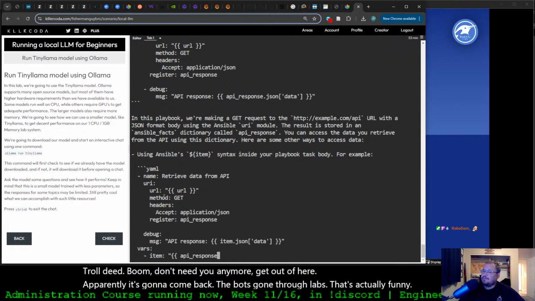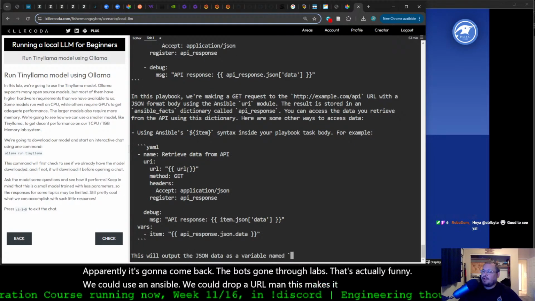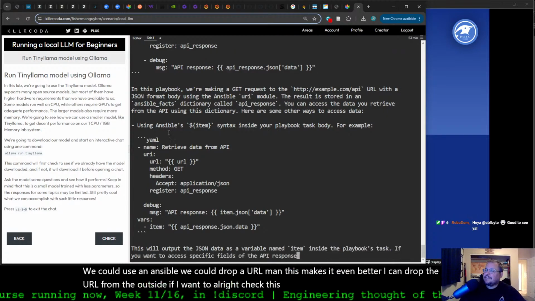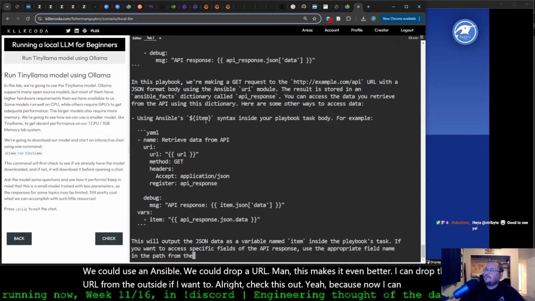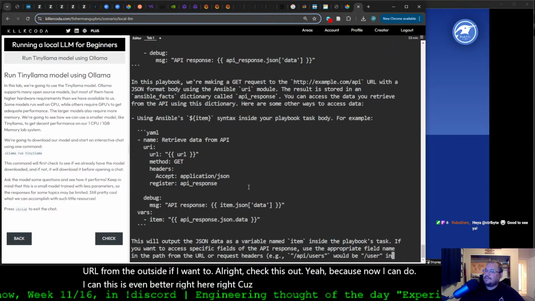We could use an Ansible. We could drop a URL. Oh man, this makes it even better. I can drop the URL from the outside if I want to. All right, check this out. Yeah, because now I can do. This is even better right here, right? Because now I can do it. So.